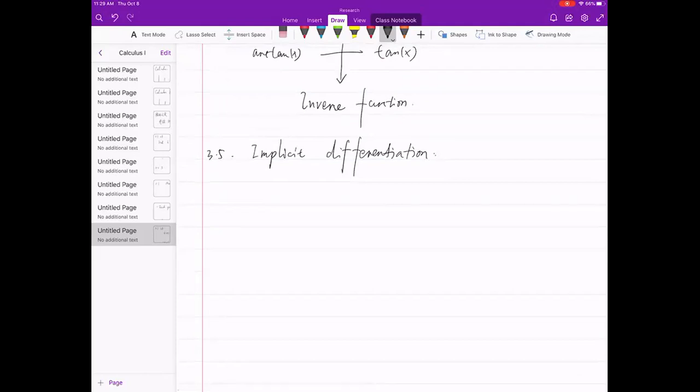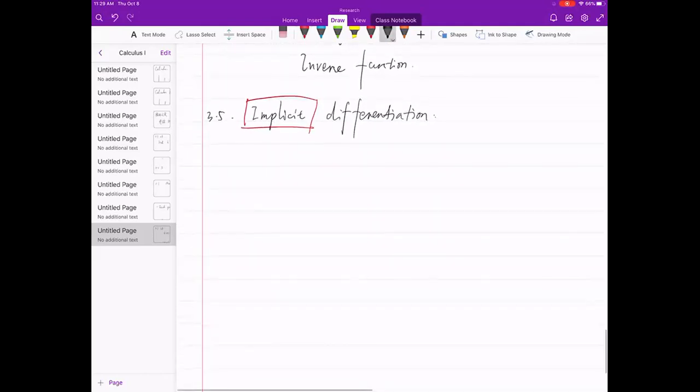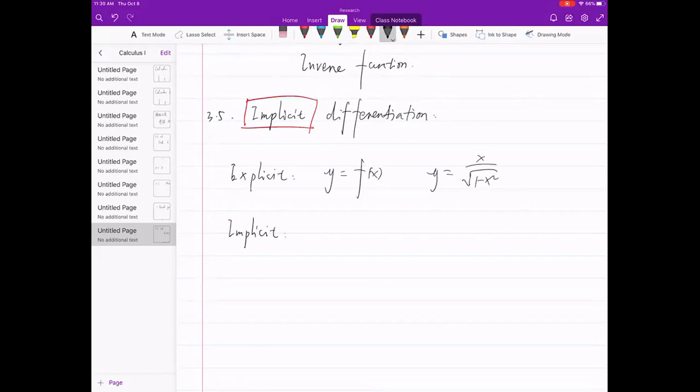Okay, the key is implicit versus explicit. When we say some function is explicit, basically that means we already have a nice format of y equals f(x). For example, y equals x over square root of 1 minus x squared. This is what we call explicit, because you write y as a function of x.